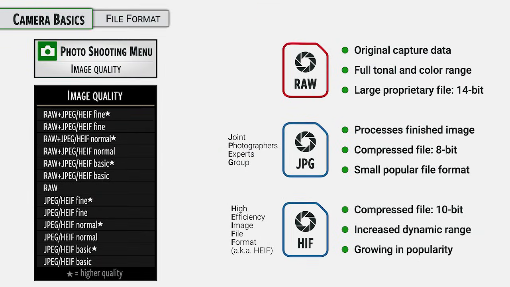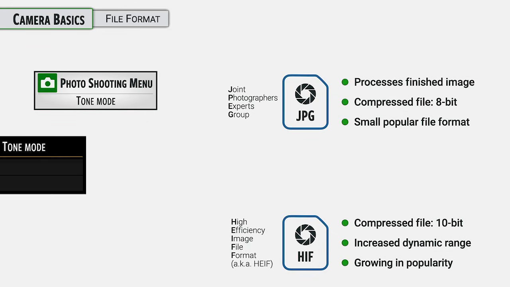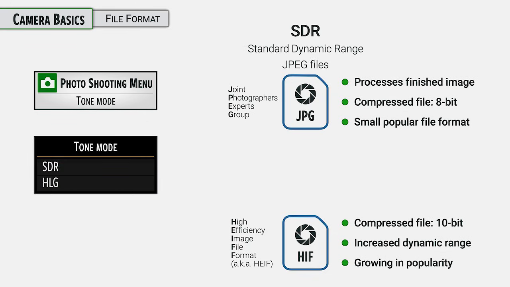You can choose between JPEG and HEIF. Those are the options. As we saw in the previous slide, I mentioned JPEG, but you could substitute and put HEIF in there if you want to. And so choosing between JPEG and HEIF is done someplace else. That is done under the tone mode option in the photo shooting menu. And you choose SDR for standard dynamic range or HLG, which is hybrid log gamma.